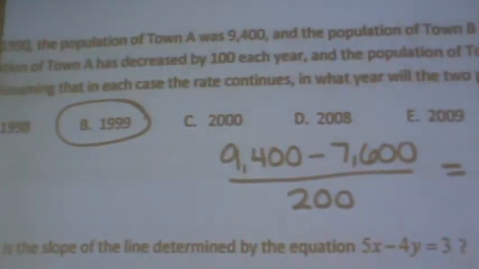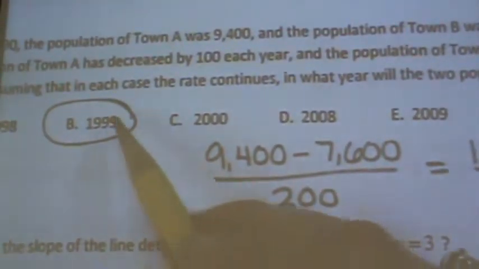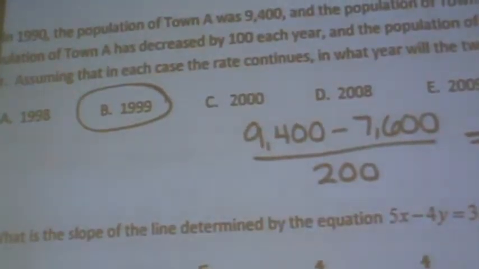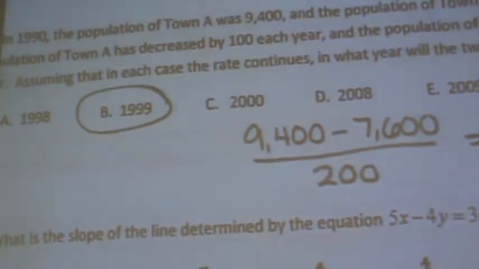Okay? You get that? How'd you get 9? You added 9. So in 9 years, they're going to be the same, so add 9 years to 1990. Alex, did you have a question? No, I was just ready.